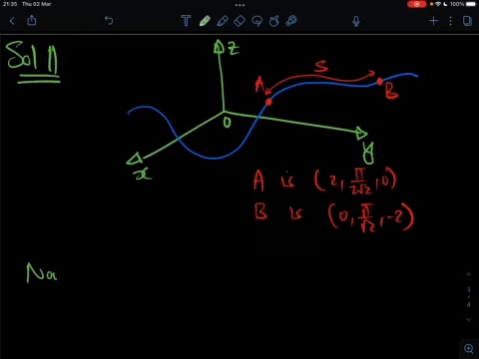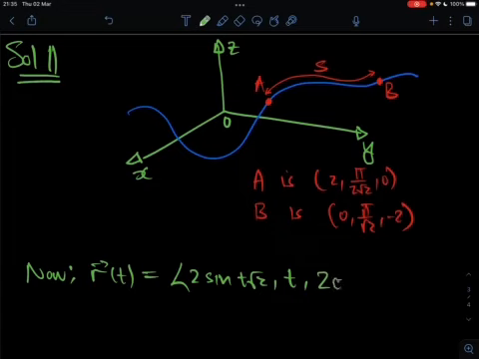So now what are we told? We are told that r of t is defined as follows: 2 sine t root 2, t, 2 cos t root 2. So r of t is given like that. What we should check now, if you are observant enough, is that the middle coordinate is just t itself, which is the parameter itself.